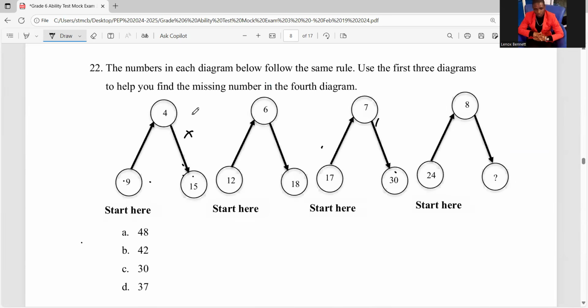It says the numbers in each diagram below follow the same rule. Use the first 3 diagrams to help you find the missing number in the 4th diagram. And it says start here, 9, 14, and I give you all of that. So study the numbers carefully, and then you decide which answer you're going to pick. And please remember to put the number. So we are at 22. If I think it is A, you put 22A. If I think it is B, you put 22B. If I think it is C, you put 22C. If I think it is D, you put 22D. You don't have to write 48, 42, 30, and 37.